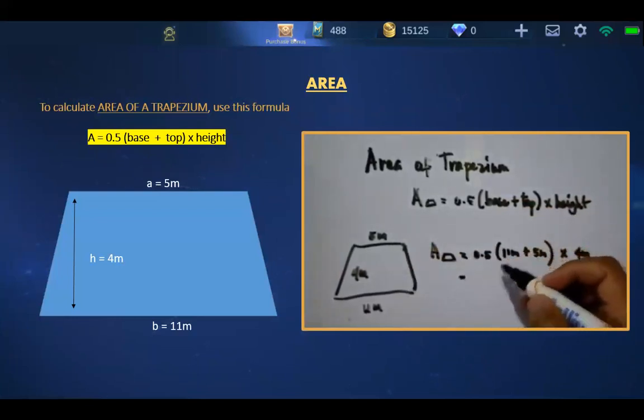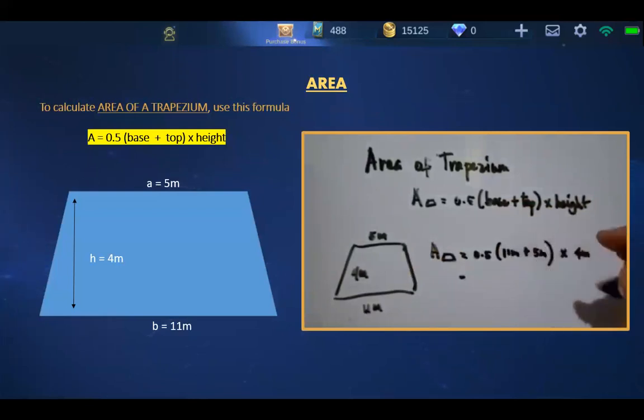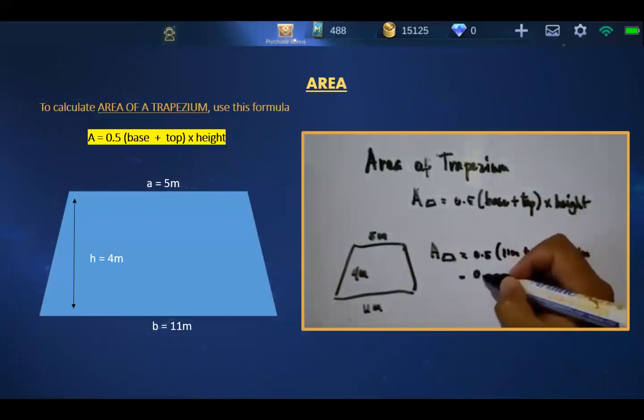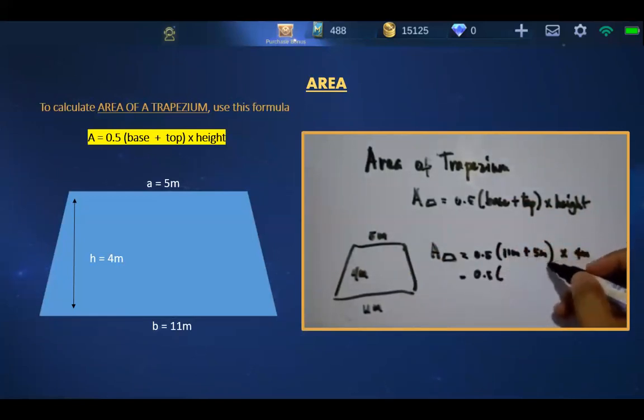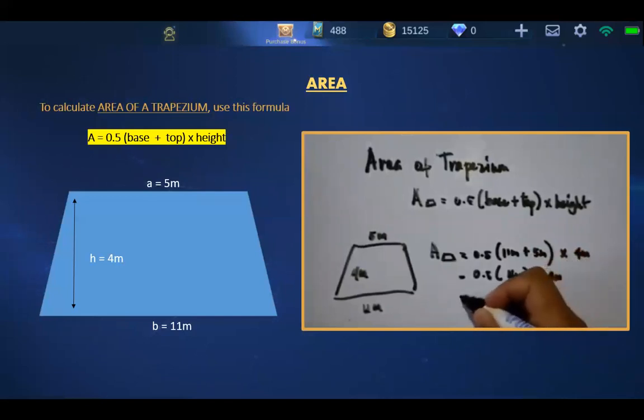So first and foremost, we need to simplify first the sum inside the bracket. So 0.5, then add 11 meters plus 5 meters, so that is 16 meters, times 4 meters. Then multiply 0.5 times 16 meters, then times 4 meters. The answer is 32 meter squared. So this is our answer.